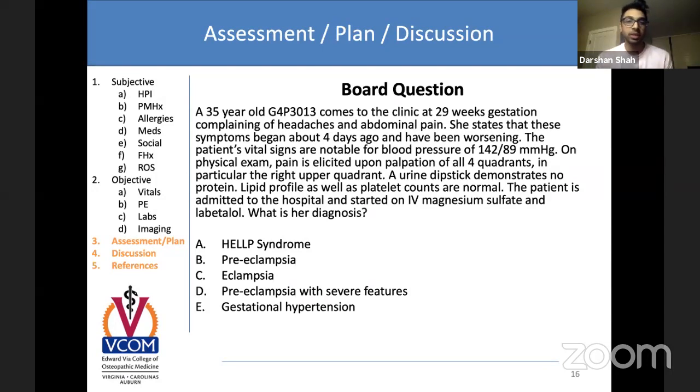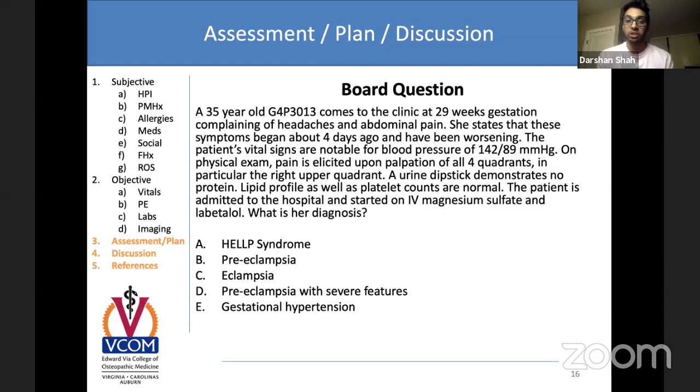And the patient is admitted to the hospital. So I'll let you guys think about this. What do you guys think? So let's go through a HELP syndrome. What is that? That's hemolysis, elevated liver enzymes, low platelets. So that can't be it. Preeclampsia, okay, so she does have the elevated blood pressures. Eclampsia actually has to do with seizures. So it's preeclampsia, and on top of that, you have seizures.